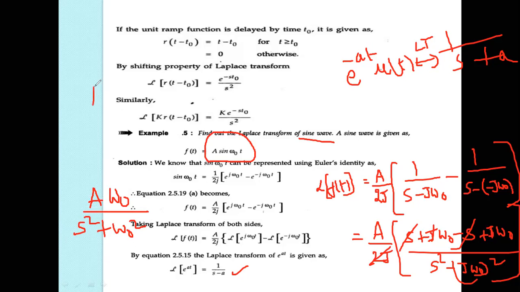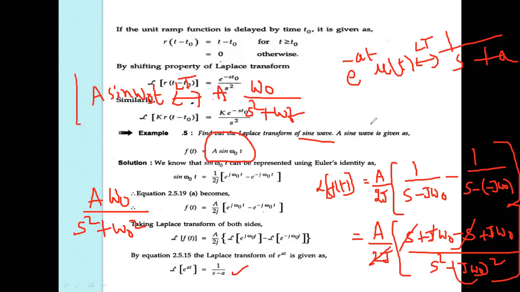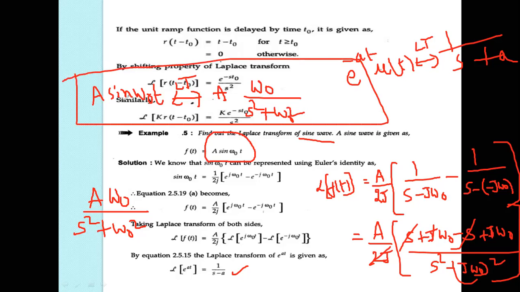So for A sine omega naught t, the Laplace transformation is A into omega naught by s square plus omega naught square. Remember this one. A into sine omega naught t, the Laplace transformation is A into omega naught by s square plus omega naught square. Got it?